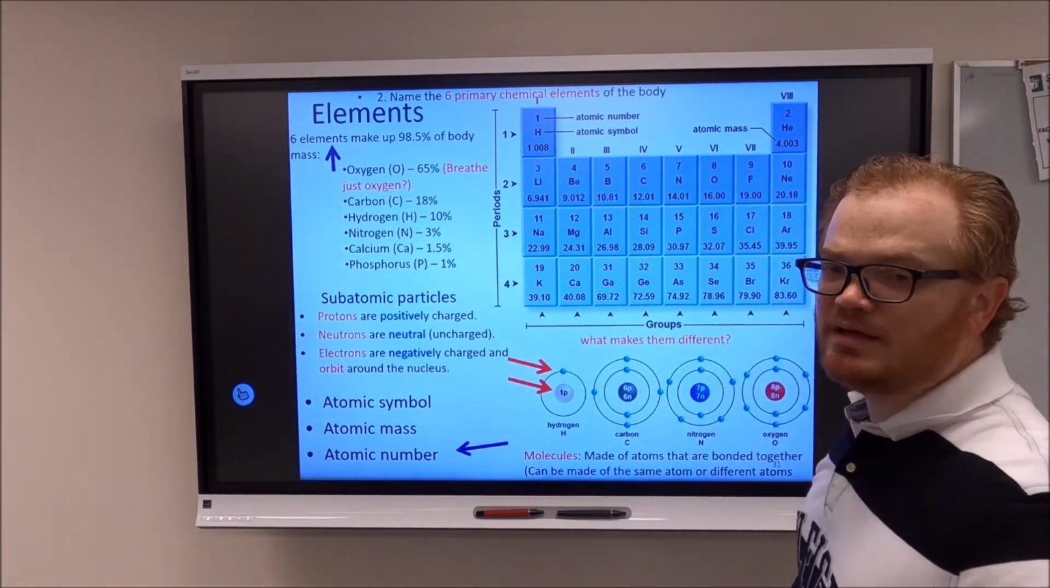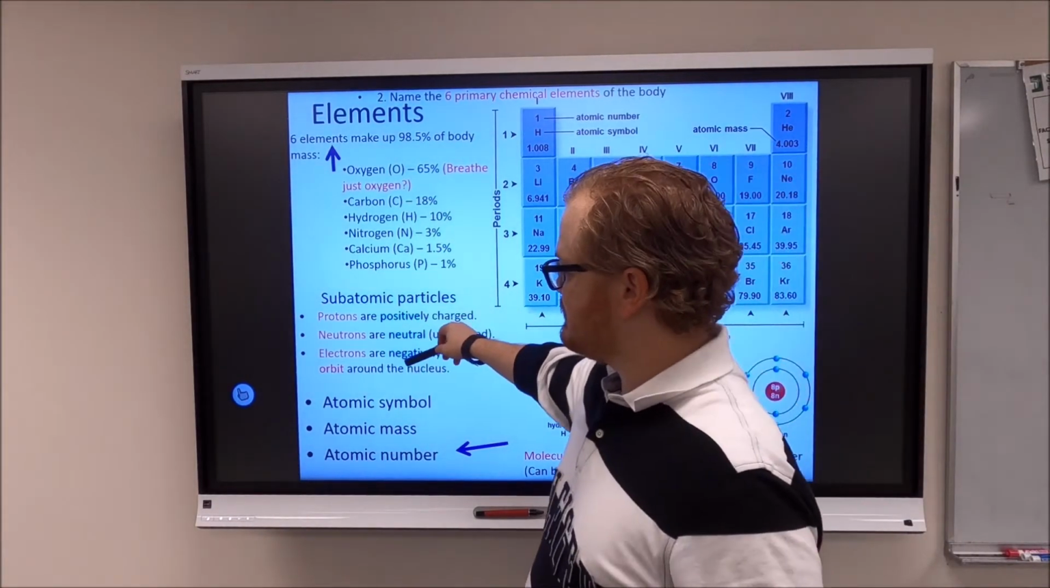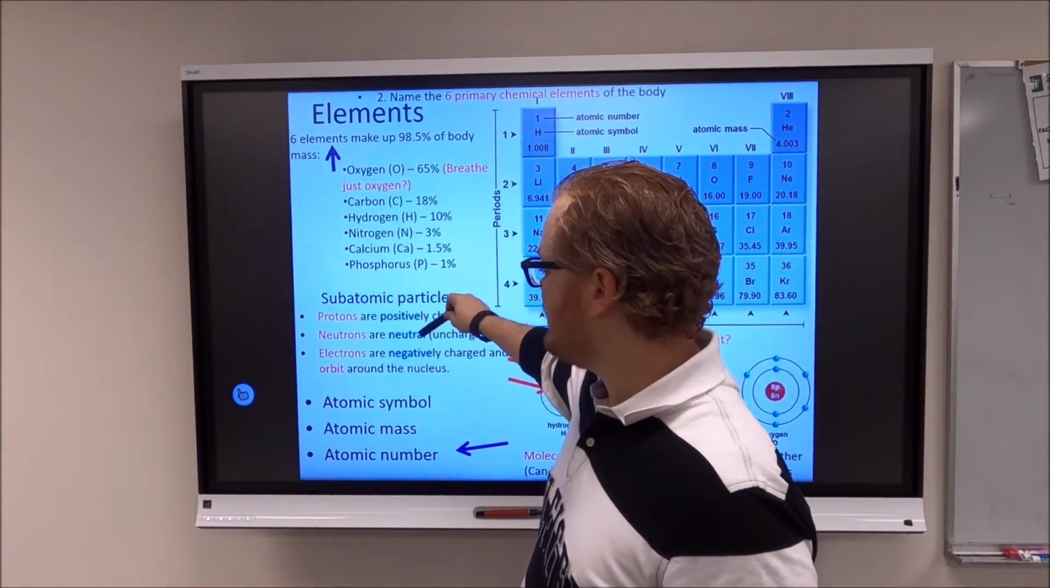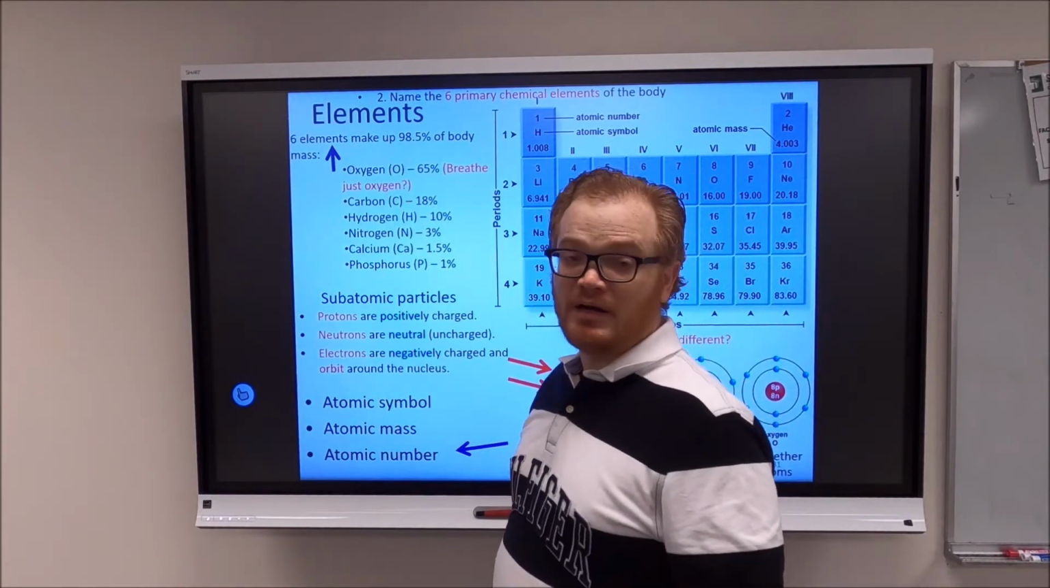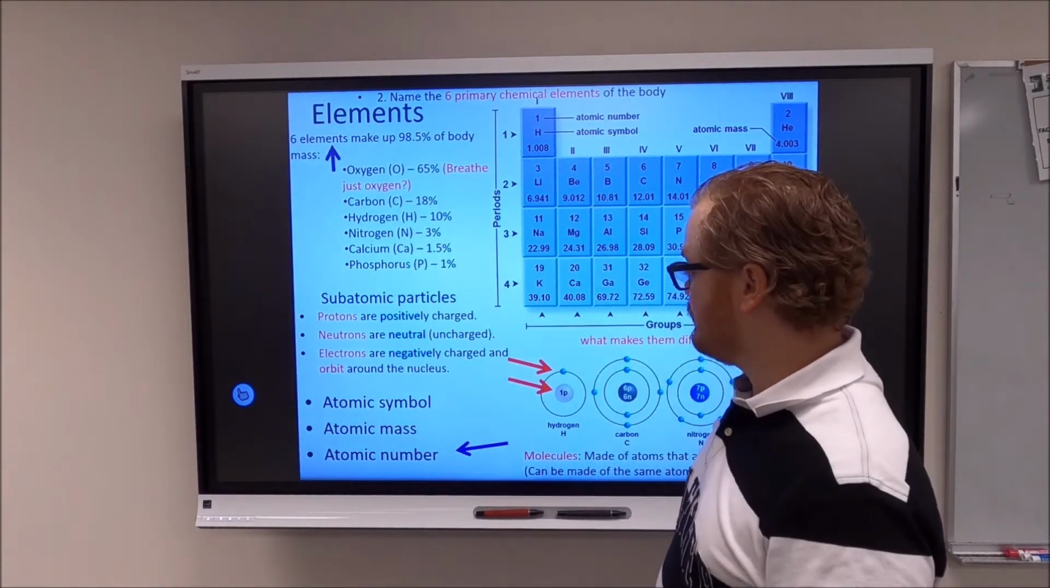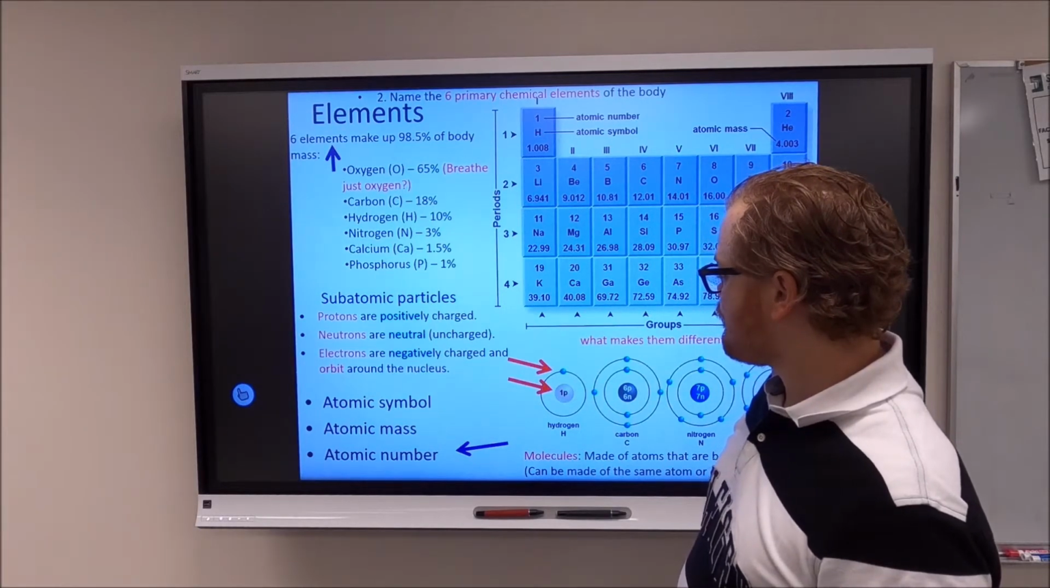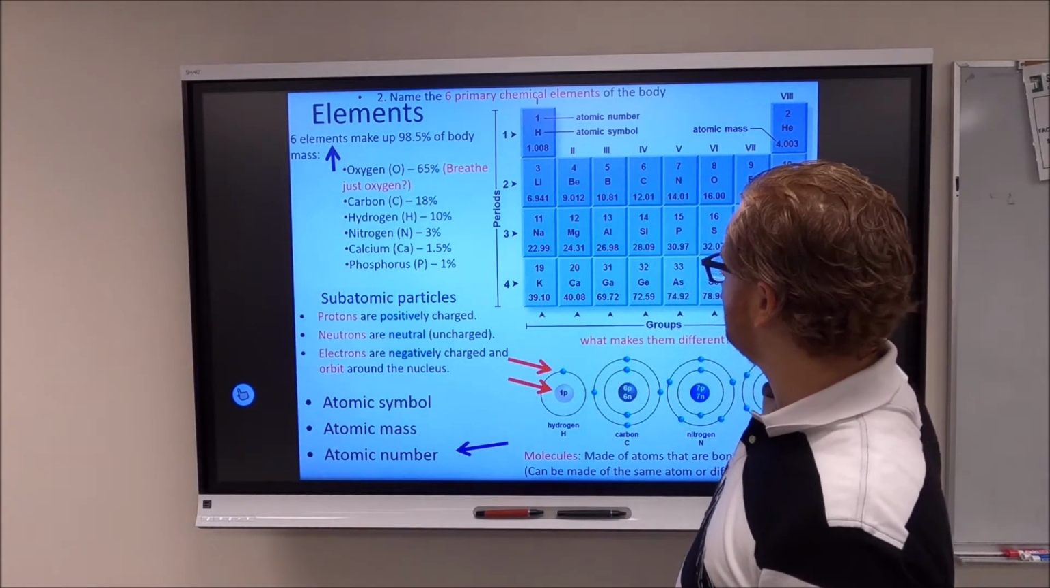And generally speaking, you're going to have the same number of protons as electrons. Neutron numbers can change. Protons and electrons tend to be the same number in nature, in naturally stable molecules. Now, I want you to know a little bit about this too.